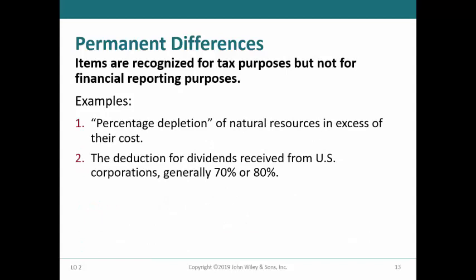These are two examples of deductions that can be taken on the tax return, but not in the financial statements. Congress grants these deductions that GAAP does not allow because it is consistent with public policy. I won't go into detail about these because they should be covered in a tax class to fully understand them. But the first one, percentage depletion, would allow a company to take a deduction in excess of their cost for a natural resource, such as an oil well.